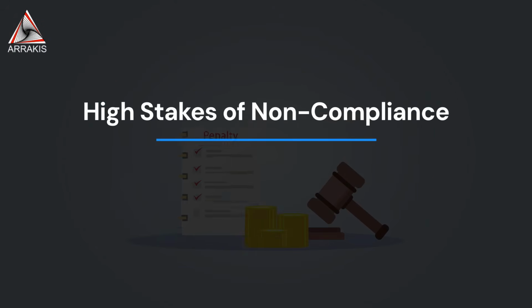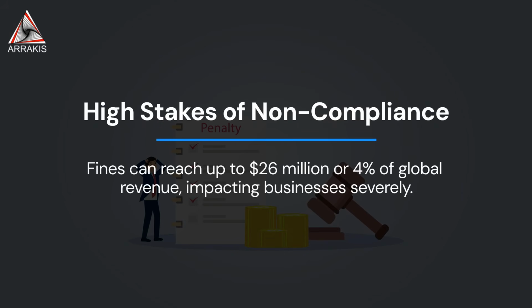Fines for non-compliance can reach up to $26 million or 4% of global revenue, whichever is worse. That means that a $1 billion company won't get fined $26 million, but 4% of their global revenue, which will be a lot more. Smaller companies could be fined a full $26 million, which could lead directly to the company going bankrupt. The financial impact can be devastating for businesses and should not be ignored.